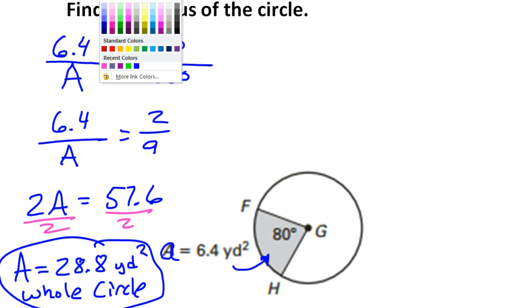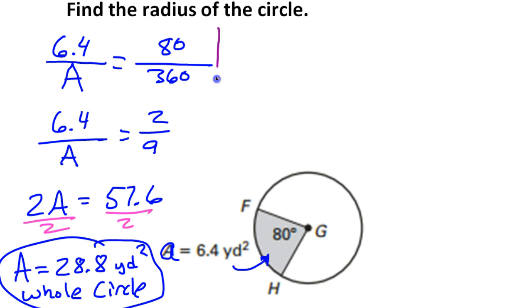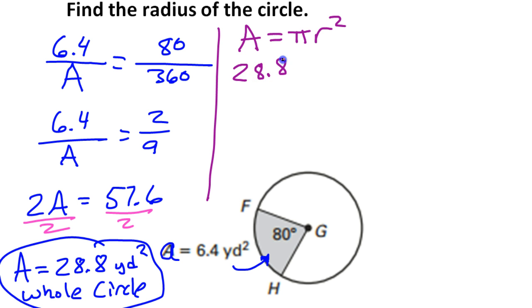So let's do that. Now we'll find the radius. If we have the area, we can use the area formula. So area is equal to pi r squared. There's the r, the radius I'm looking for. But I know what the area is now, so I can put it in right here. So 28.8 is equal to pi r squared. So I will divide both sides by pi now.